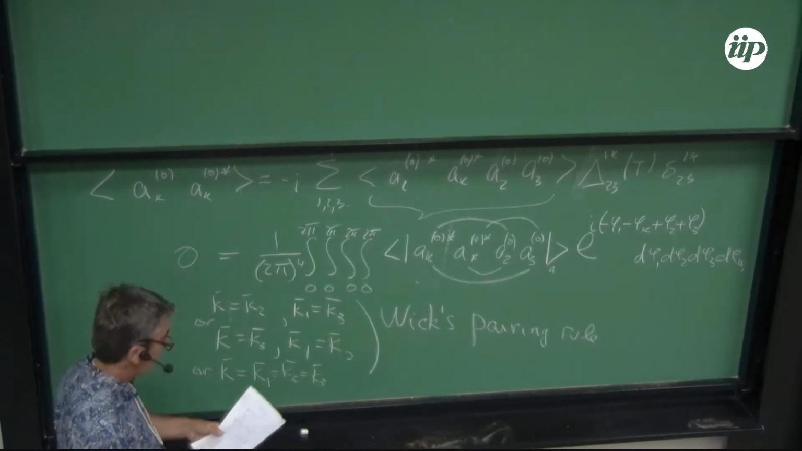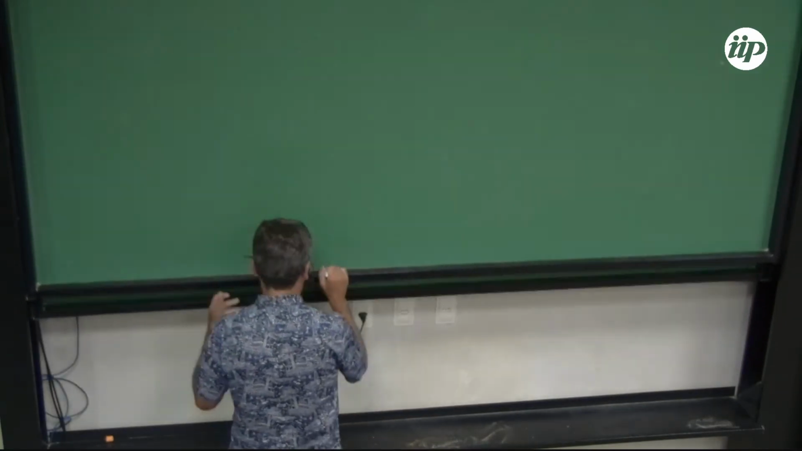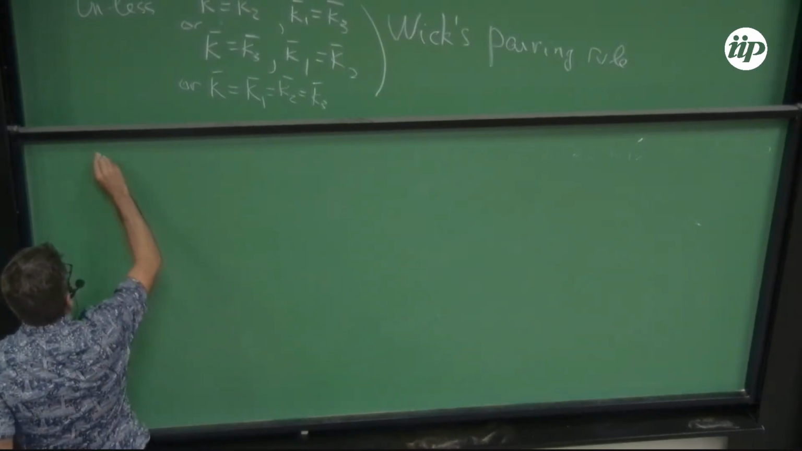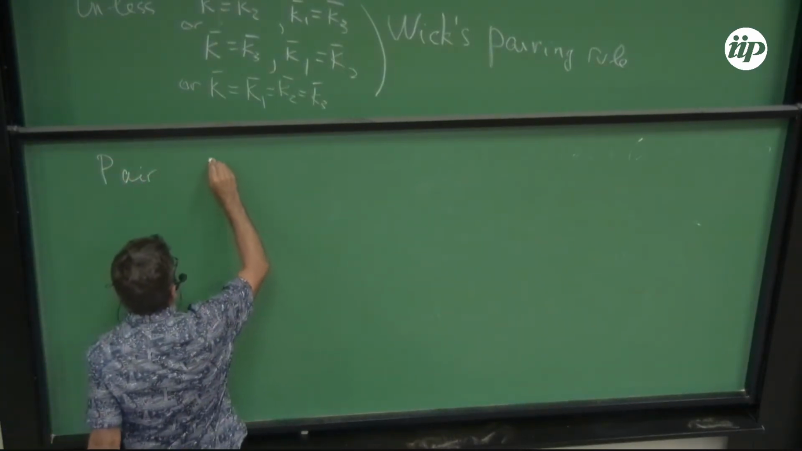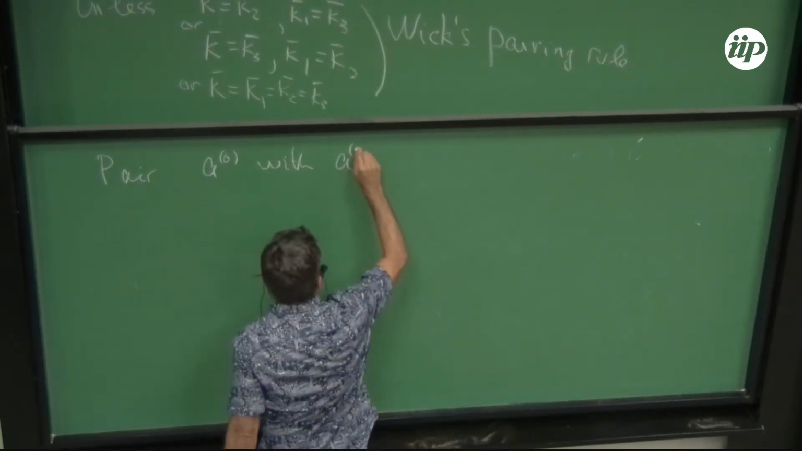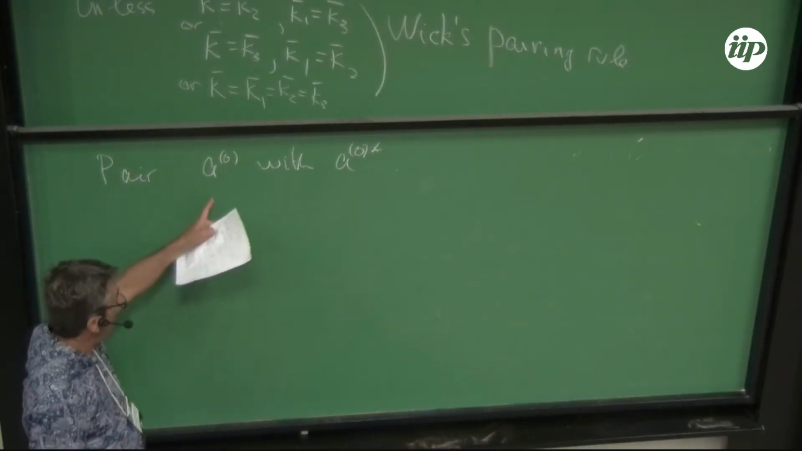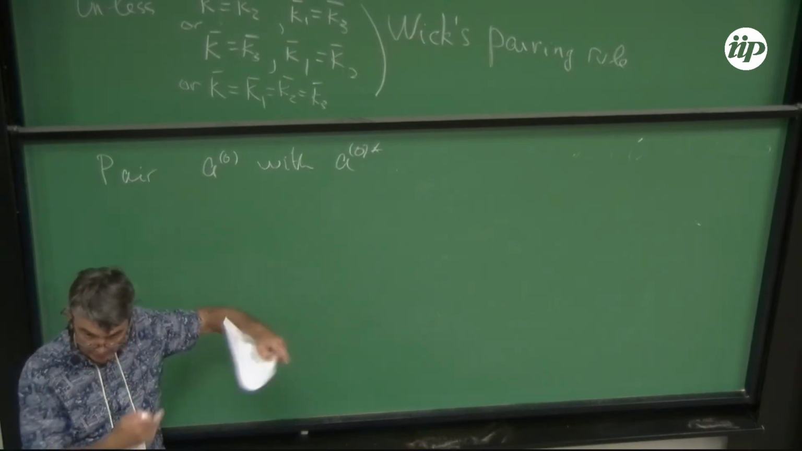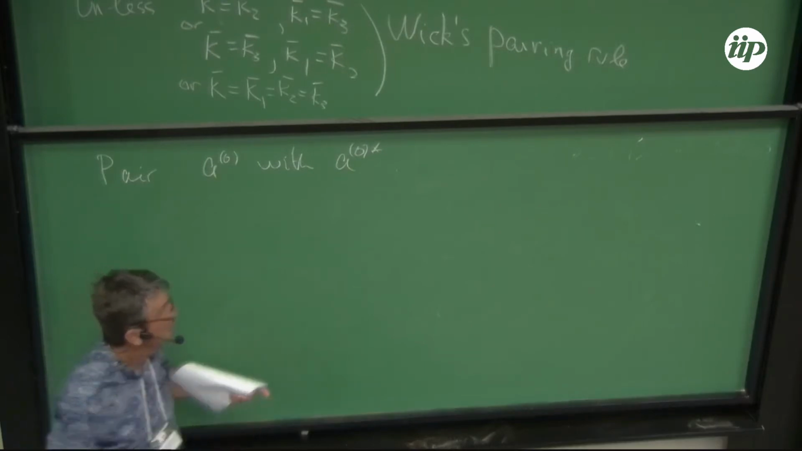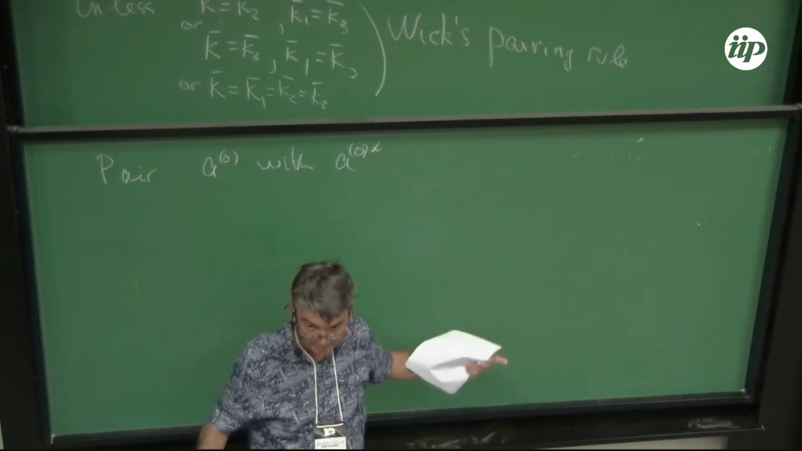Okay, so Wick's pairing rule is telling us that we pair A0s with A0 conjugates, right? So if the number of A zeros and conjugates are unequal, you can't do that. You can't pair them all. Then an oscillating exponent will remain, and the result will be 0, right?